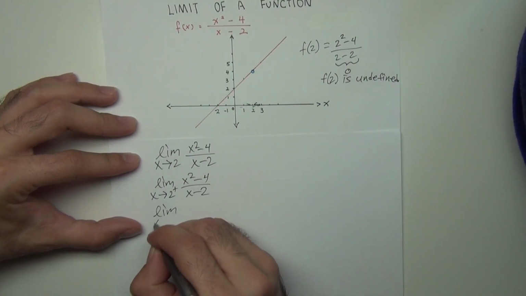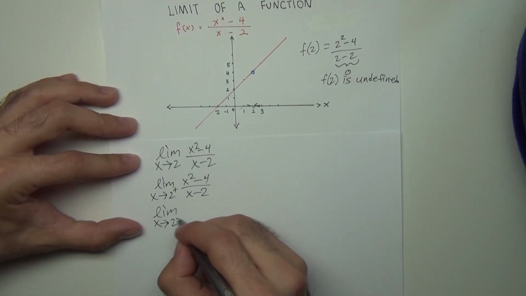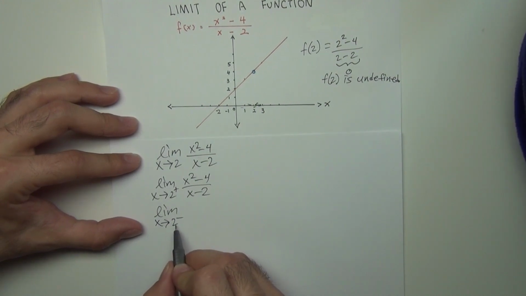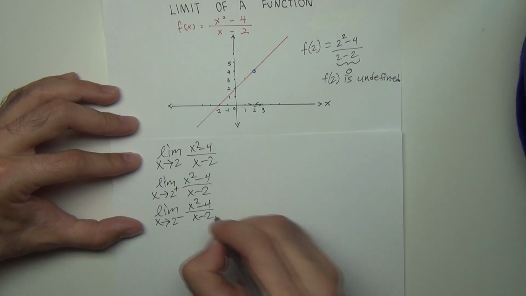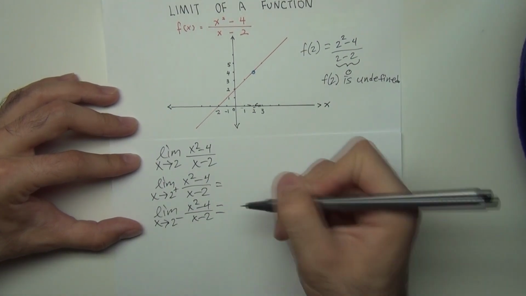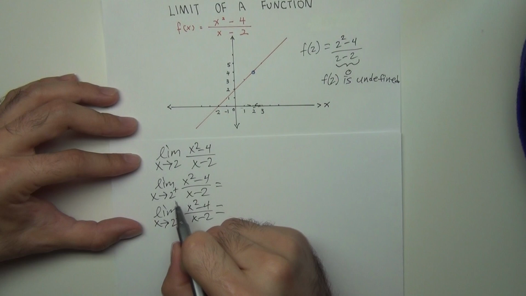And we also need to find our left-hand limit, which is the limit as x approaches 2 from the left, of x squared minus 4 over x minus 2. So we can find these separately. So let's start with the right-hand limit.